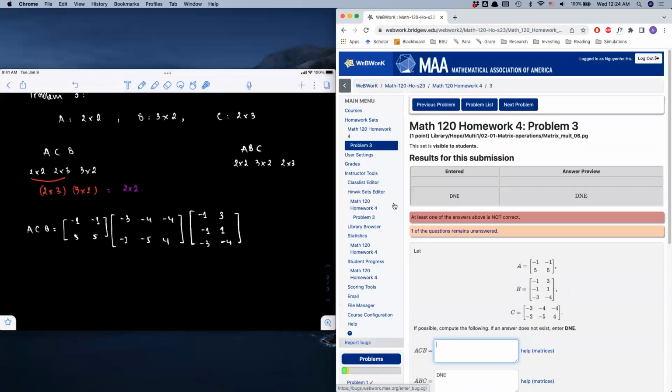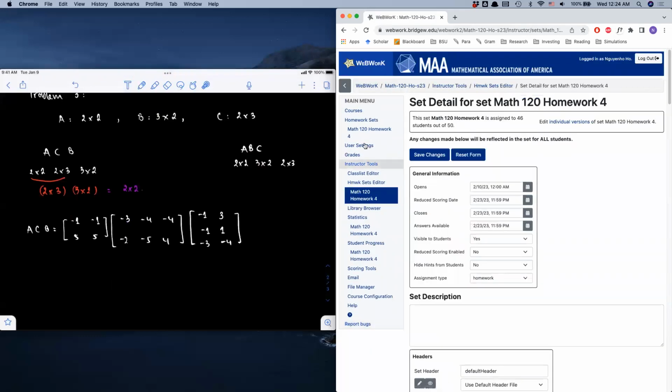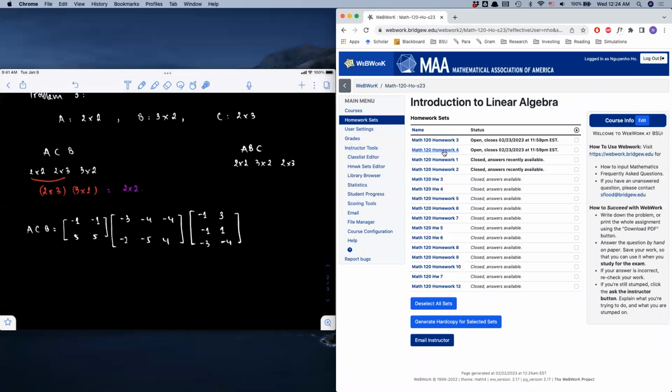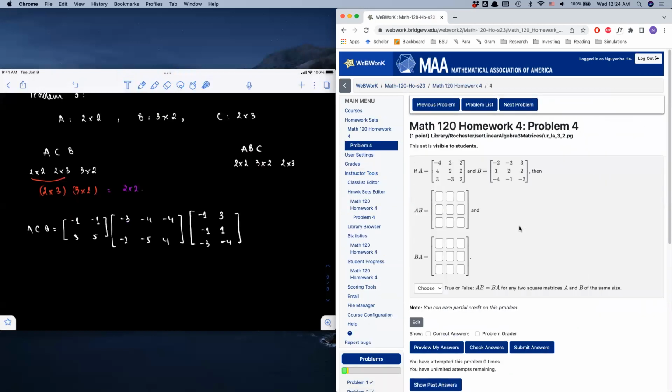All right, so that's problem 3. Now let's move on to problem 4. All right, so the same idea here. This is matrix multiplication. So you get A times B, and then later you do B times A. These two matrices are 3 by 3 matrices. So the resulting matrix or the product should be a 3 by 3 matrix as well. All right, I'm going to leave that for you to do as well because we already did the calculation in problem 1 and problem 2. Right? This calculation should be very similar.